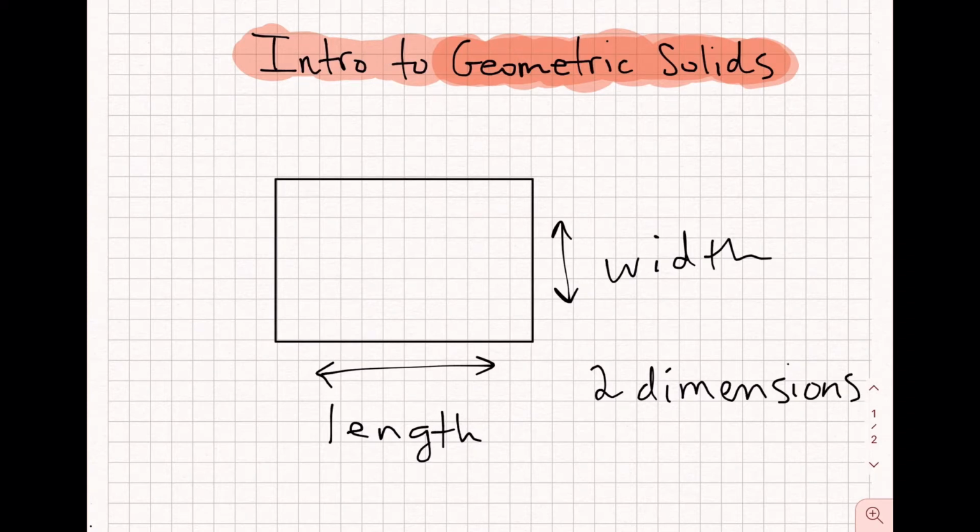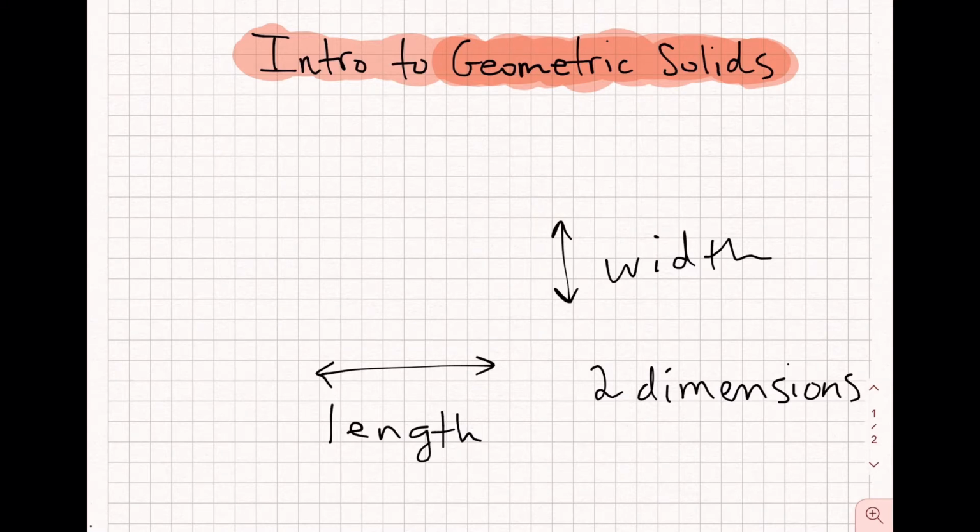Now, not all shapes in the world are made up of only two dimensions. In fact, when you look around, the things that you see looking around your room are not only two-dimensional. They don't only have length and width. They actually have a third dimension. Now, if I take this rectangle and I lay it flat on the ground, let me show you what it looks like when I lay it flat on the ground. This is kind of cool.